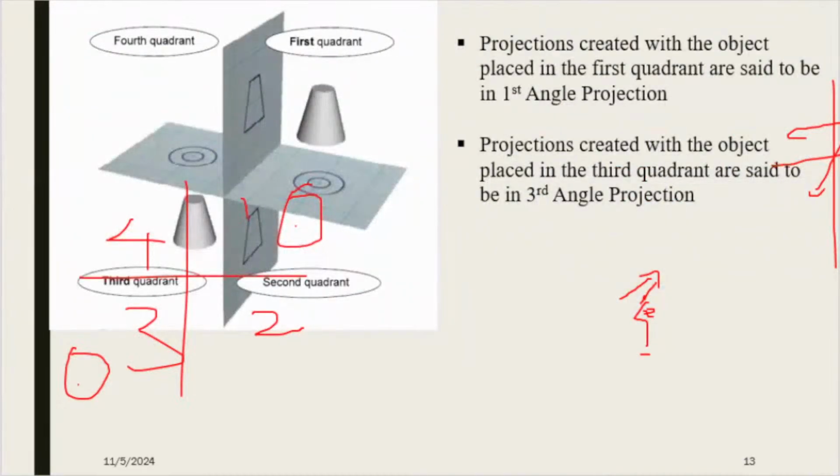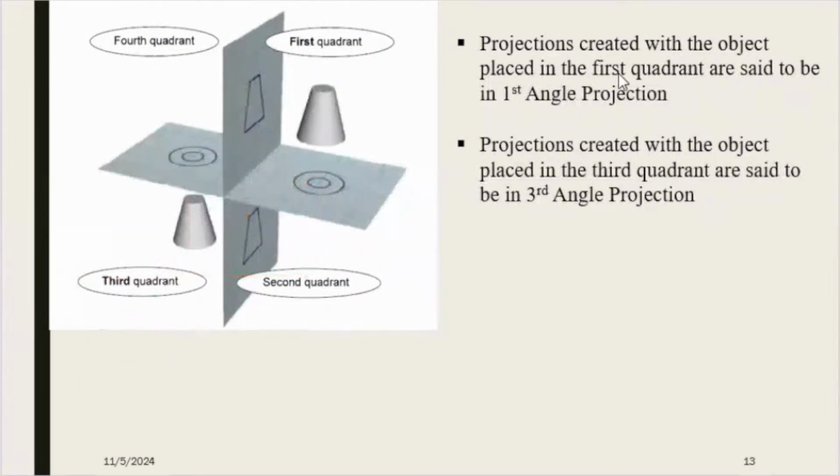So here you have that explanation. Projections created with the object placed in the first quadrant are said to be the first angle projection.